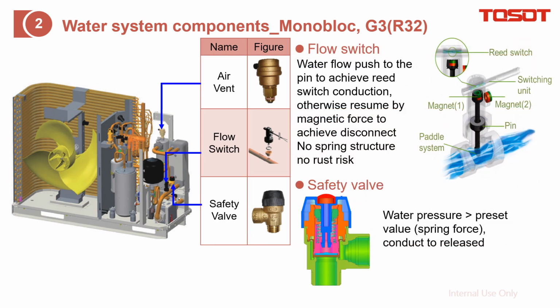The flow switch is magnetic type. This can avoid the traditional flow switch, which can generate a rust risk at the paddle. And here is how it works, which is the same as the traditional one: if the water flow rate is enough, then it can push this paddle to move, which conducts the reed switch above. And also the safety valve: when it detects the water pressure higher than the preset value, it will conduct from here to here, which is to release the excess water inside.